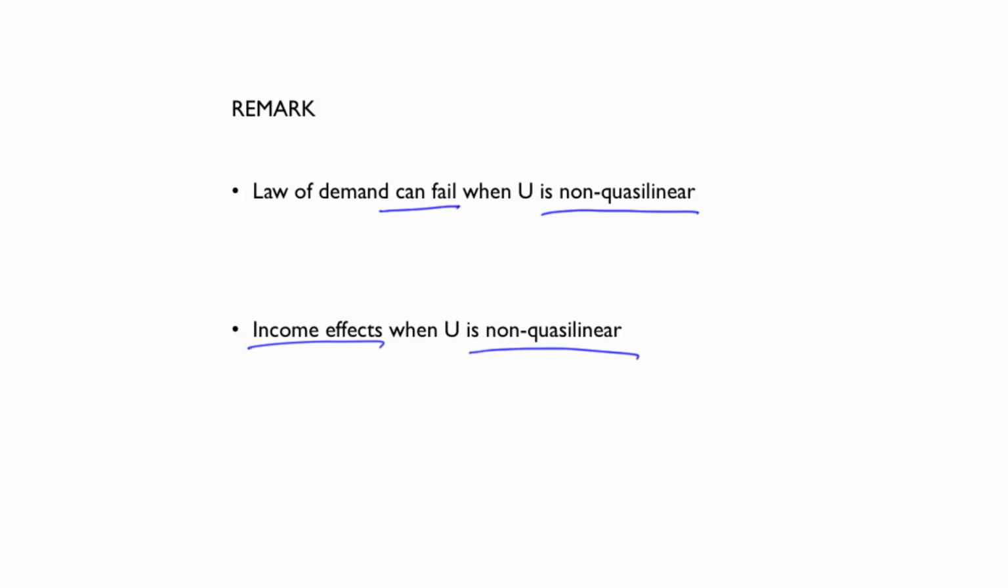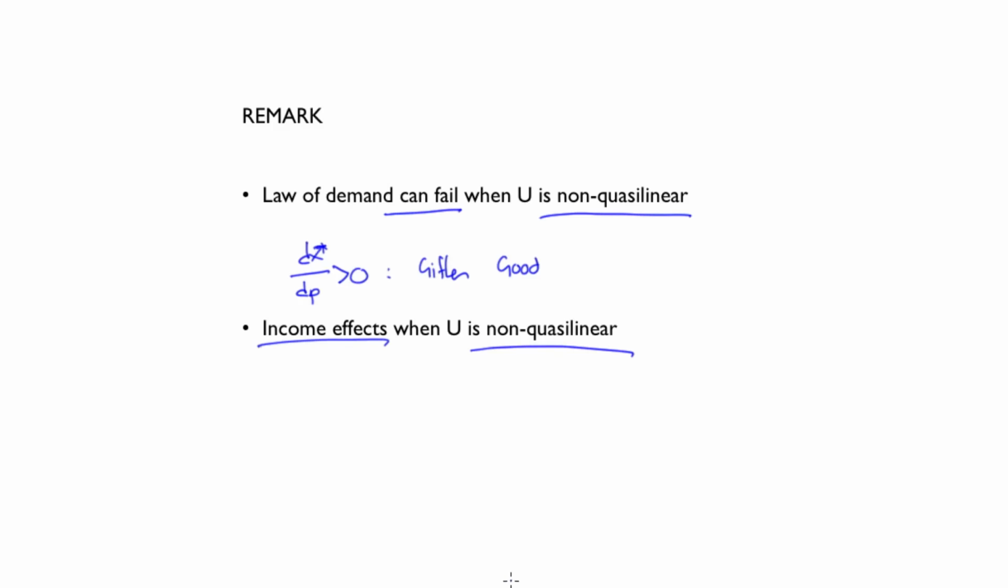You should notice that goods that fail the law of demand, so a good for which dx star with respect to P is greater than 0, i.e. a good which you buy more of as the price goes up, is called a Giffen good. And there is some debate among empirical economists about whether those goods are actually observed in reality or not. But importantly, such goods cannot be ruled out theoretically. It's very easy to construct preference functional forms of the utility function for which they show up.